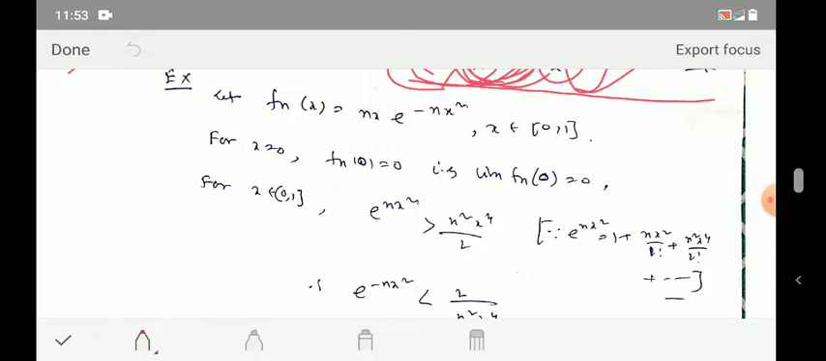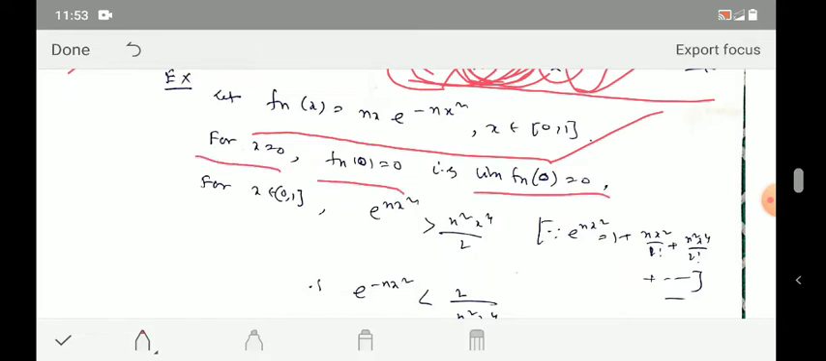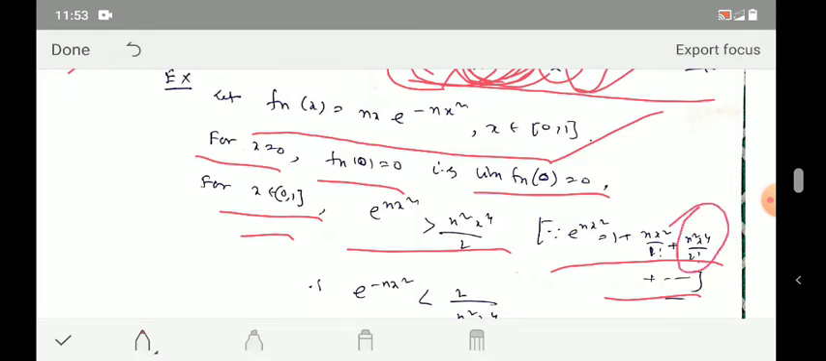In this respect, I have taken another example: fn(x) equals n x e to the power minus n x squared for x belonging to [0,1]. We see that for x equal to 0, fn(0) equals 0. Therefore, the limit of fn(0) equals 0. For x belonging to the open interval (0,1), we see this. Actually, if we expand e to the power n x squared, we get this. All terms are positive. We have taken only one term. Therefore, e to the power n x squared is greater than n squared x to the power 4 by 1.